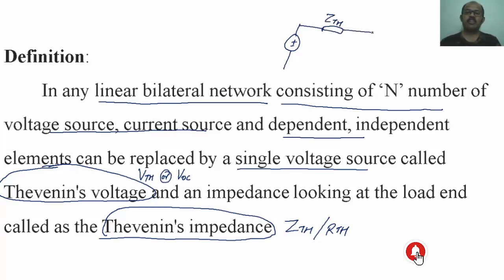Able to follow? Again I am going to repeat. Any linear bilateral network consisting of n number of voltage sources or current sources and dependent or independent elements can be replaced by a single voltage. That voltage you are going to call Thevenin's voltage, and an impedance looking at the load end is called Thevenin's impedance.